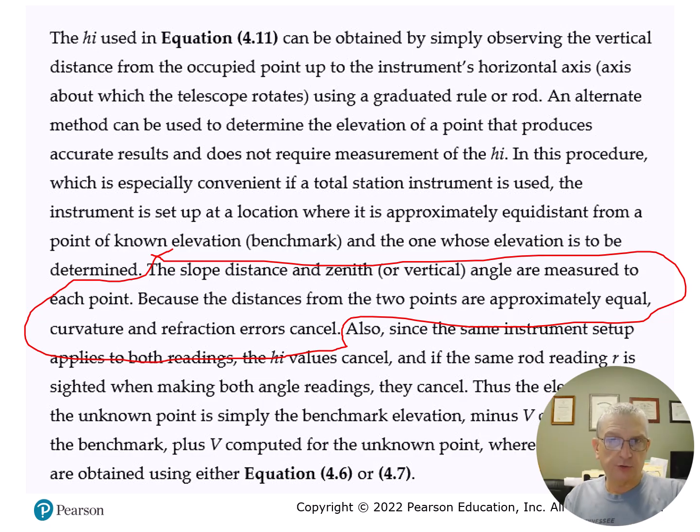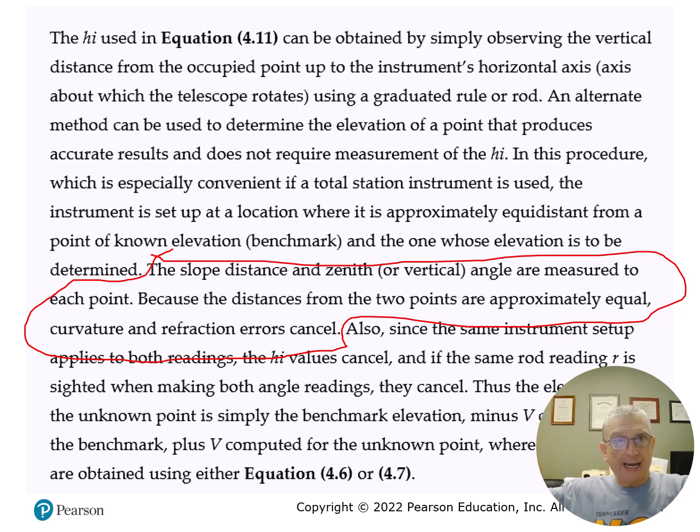But let's take instrumentational error out for a minute. Go back to curvature and refraction. Again, this is theory that you need to know. Likely you'll be examined on it on the FS exam. But in application, as long as your back sights and foresights are roughly the same distance, and we call that balancing your back sights and foresights, you can't always do that, but if you can, what that does is your curvature and refraction adjustment for your back sight is the same as for your foresight. So they cancel each other out.